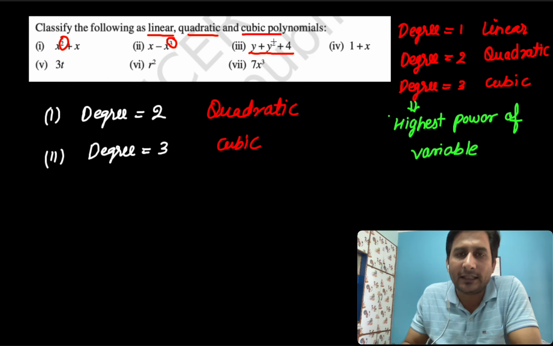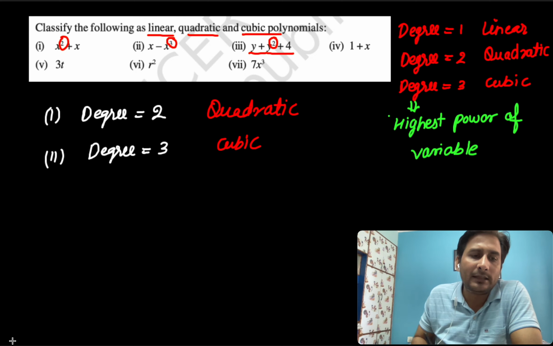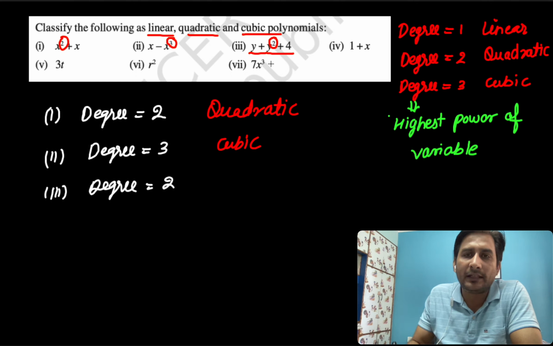Look at the power here. In this case, what is the highest power? 2. So 2 means, what is the degree in the third case? Degree is 2 in the third case. And it is called quadratic. Yes, it is called quadratic.